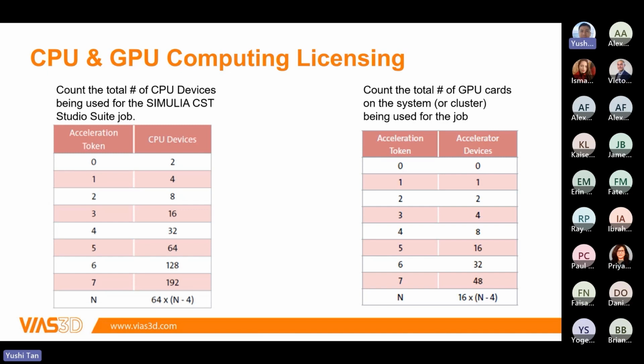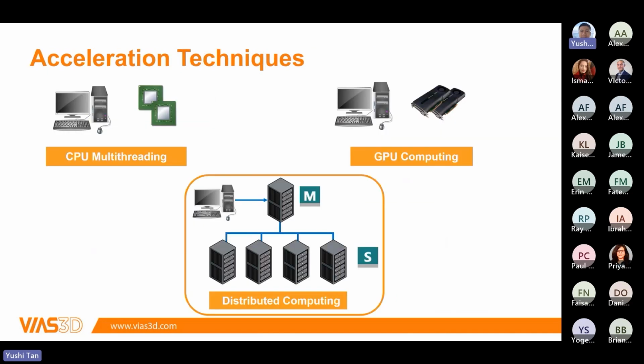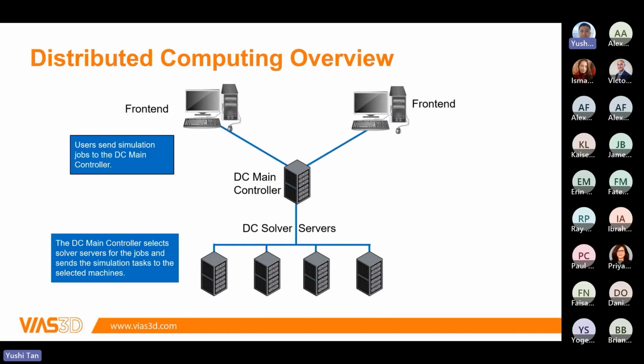Now, last but not least, I'd like to talk about distributed computing, basically a way to manage your different jobs. Let's say a scenario where I have 2 front ends and we have a DC main controller connecting the front ends to the DC solver servers. Front end number 1 has 3 jobs to submit to the DC solver servers, and user number 2 has 4 jobs to submit.